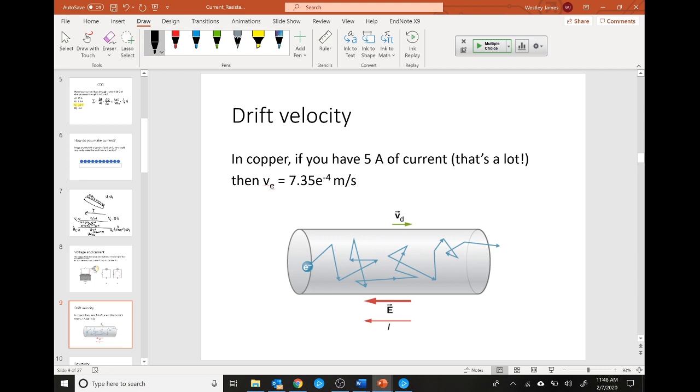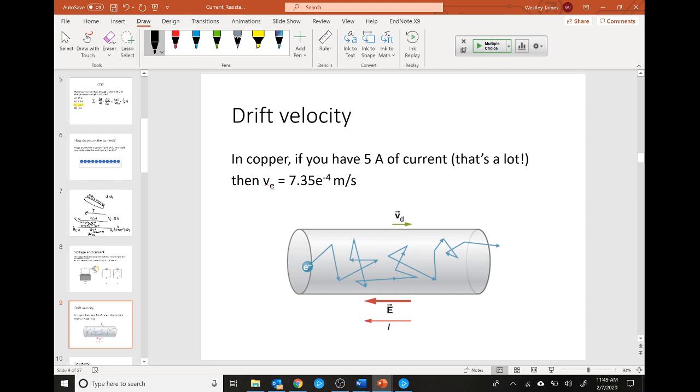So if I have 5 amps, which is a lot of current, if you do a bunch of calculations, which we're not going to do in this class, you end up getting a drift velocity that's 7.35 times 10 to the minus 4 meters per second. Very, very slow.